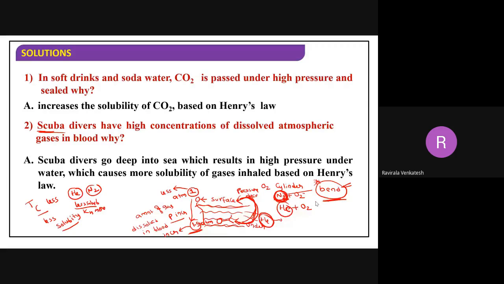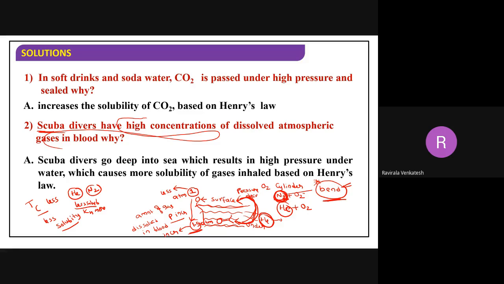So this is a very important thing. Okay. So actually your question is: scuba divers have high concentration of dissolved atmospheric gas in the blood. Why? Why are the scuba divers having a very high concentration of gases in the blood?